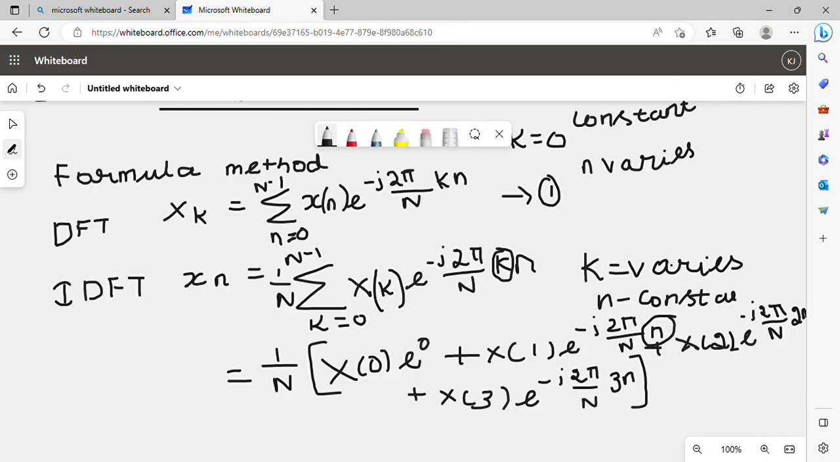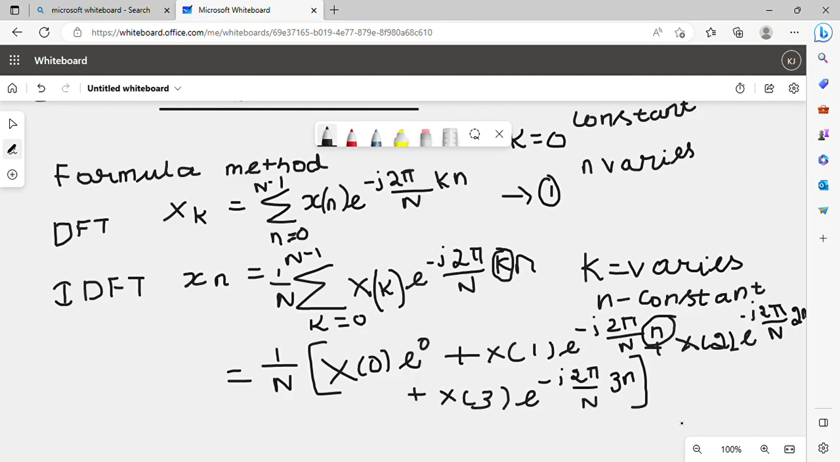So why we have taken this formula is because for all the values of n, k is varying, right? For all the values of n, the k variation is the same. For n is equal to 0 your k varies from 0, 1, 2, 3. For n is equal to 1, your k varies from 0, 1, 2, 3. For n is equal to 2 also your k varies from 0, 1, 2, 3, and for n is equal to 3 also your k varies from 0, 1, 2, 3.